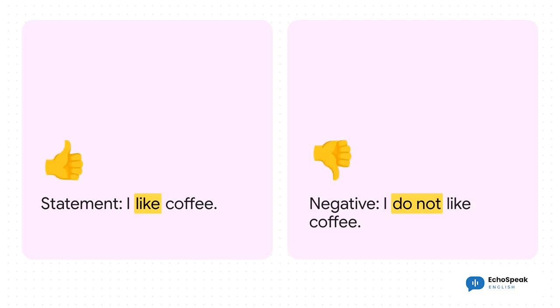See? The core SVO is still in there, we just have a little helper leading the way. And making a sentence negative is just as easy. Take the statement, I like coffee. To say the opposite, we use that same helper verb, do, again. But this time, we add the word not right after it. The structure becomes, I do not like coffee, with the do not fitting perfectly between the subject and the verb.